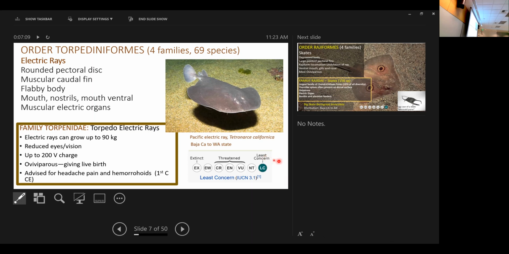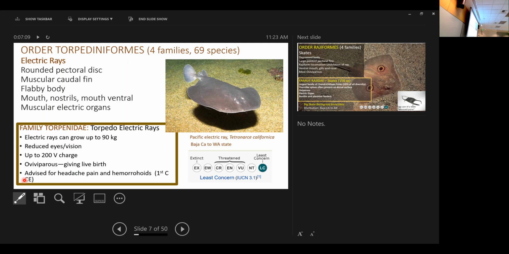Family Torpinidae is one of the 4 families that's represented here on the west coast by the Pacific electric ray. And they can grow to be pretty big size. They don't have very good vision, and the reason is probably because they live in very turbid waters and they have an electric field. So the electric organ is not just for shocking prey, but it's actually for sort of visualizing the landscape around them, as it were.